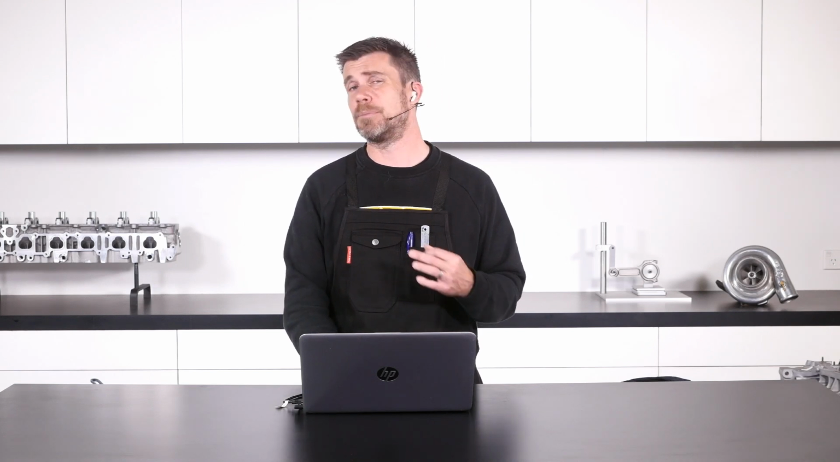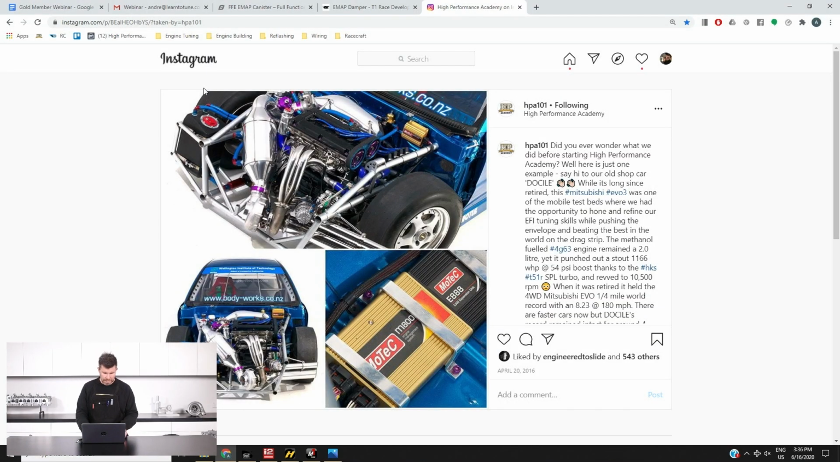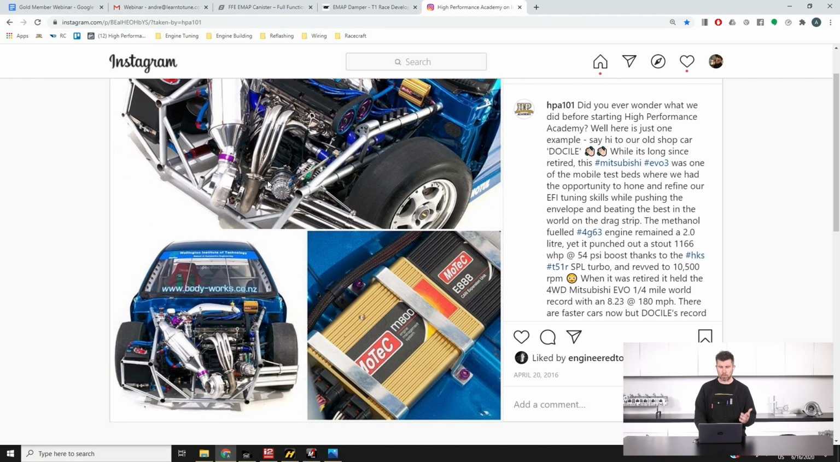My old Mitsubishi Lancer Evo 3 drag car, back at the time we were running what was relatively state-of-the-art. Things have come a long way since then, but it was an HKS T51R SPL ball bearing turbocharger, and that particular turbocharger didn't reach full boost until we were at about 7,000 RPM. So basically at the point where the stock engine was on the rev limiter, we were actually just starting to see full boost. So just jump across to my laptop screen for a second. If you've been following us for a while, you're probably already familiar with this car, but that was the setup we were running.